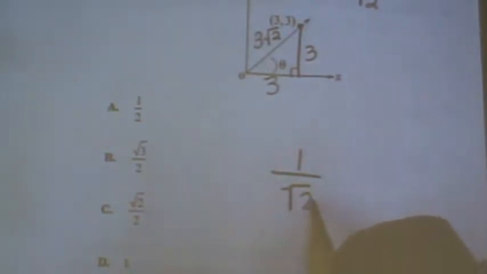Root 2. The 3's cancel, yes, and you get 1 over root 2. And what's another name for 1 over root 2? Root 2 over 2, which is C.